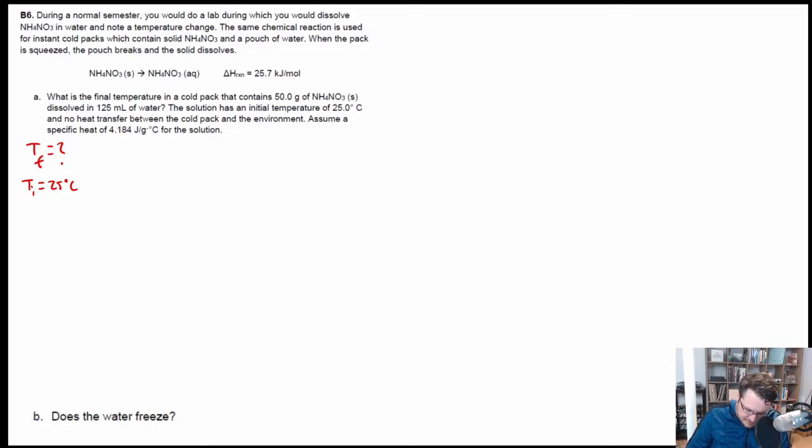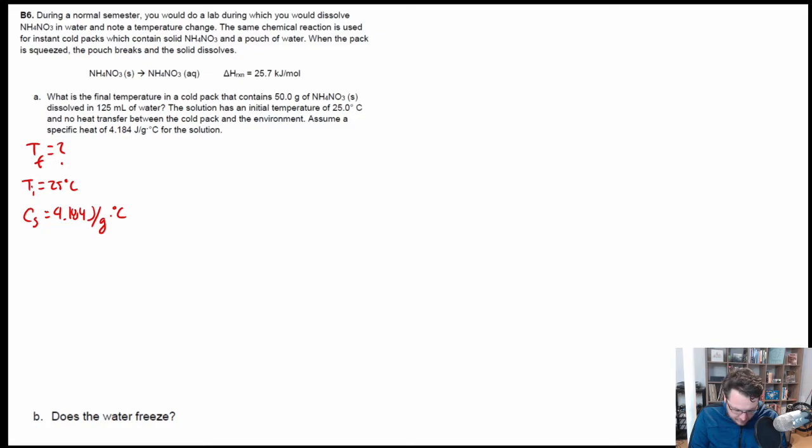And so then the last piece of information that we get is that the specific heat of the solution is 4.184 joules per gram degrees Celsius, right? And so that's the specific heat of water, and we're just making an assumption here that that specific heat is going to stay exactly the same in that case, even though we're going to be dissolving ammonium nitrate into it, and that's going to be influencing what goes on.